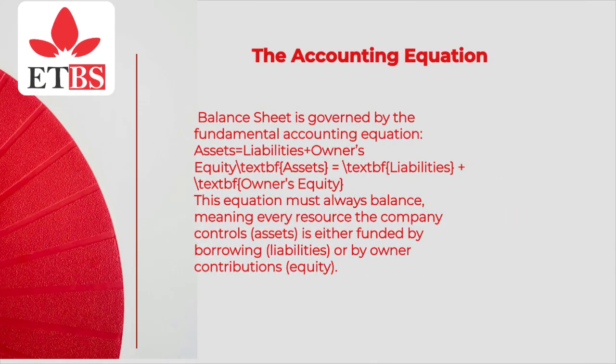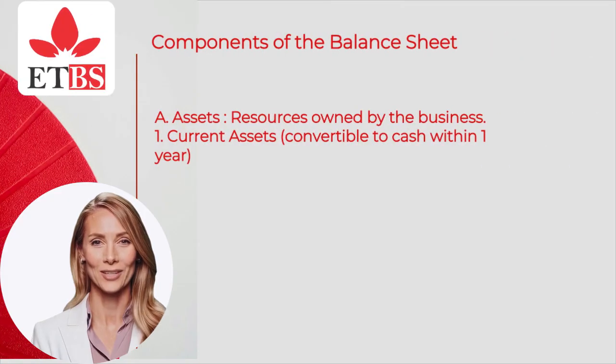The accounting equation. The balance sheet is governed by the fundamental accounting equation: Assets = Liabilities + Owner's Equity. This equation must always balance, meaning every resource the company controls, assets, is either funded by borrowing, liabilities, or by owner contributions, equity. Components of the balance sheet.